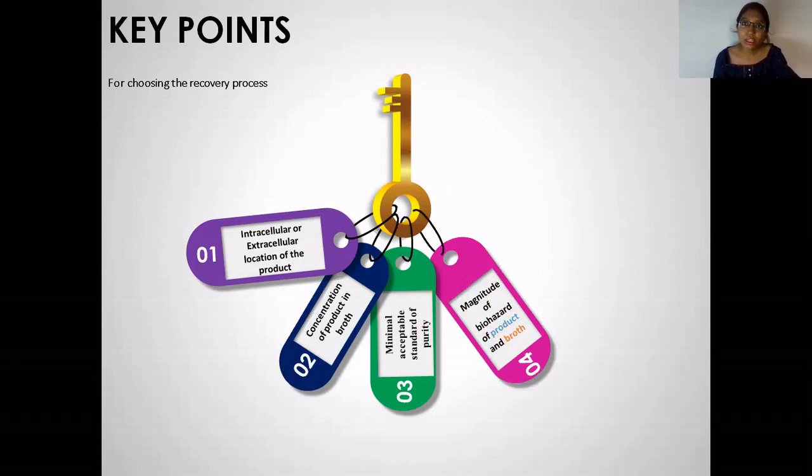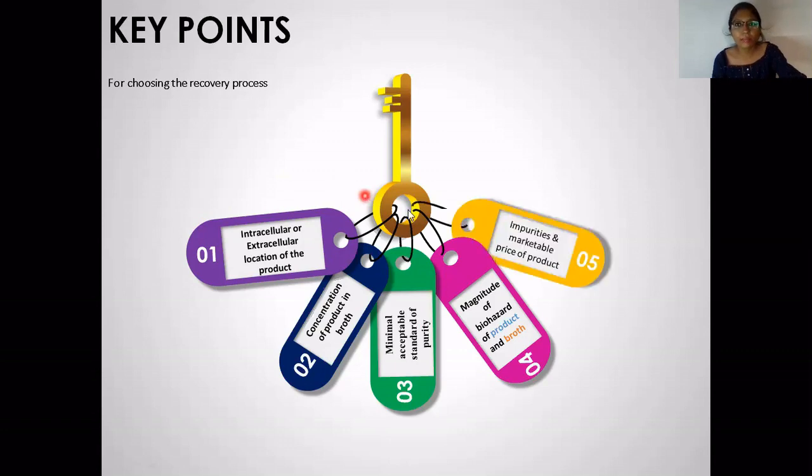The next step is the magnitude of biohazard of the product and growth. Is your product harmful to the environment or to humankind? Is your growth harmful to the environment or humankind? Remember, we have discussed in downstream processing that we are not just interested in the product. We need to treat our effluent before discharging it into water bodies or anywhere else.